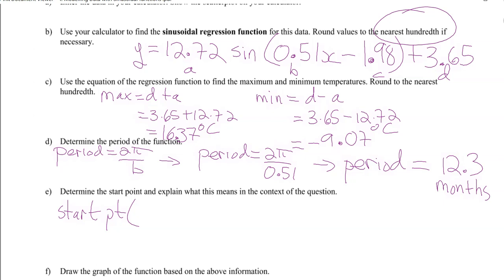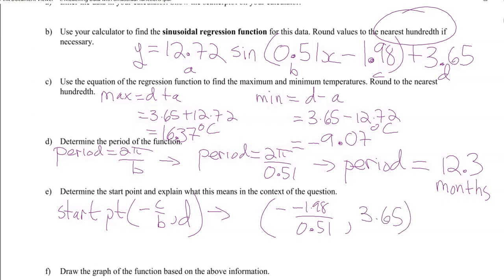And I also want to give you the start point. That's the formula for the start point: negative c over b, comma, d. So determine the start point. Well, we know a, b, c, and d, so all we're doing is substituting into this. Negative c, so the negative of negative 1.98, divided by 0.51, and d is 3.65.